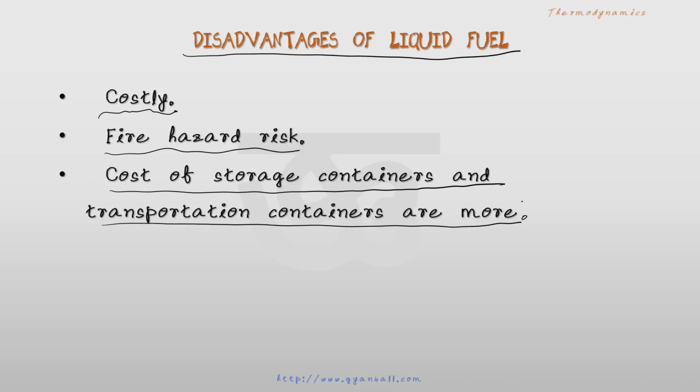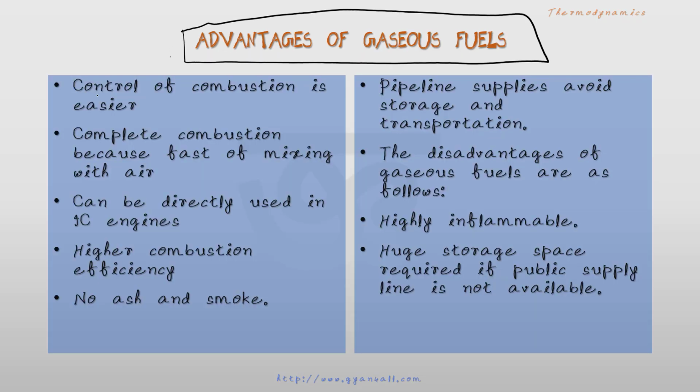And the cost of storage containers and transportation containers is more. That means we have to transport the liquid fuel in a tanker, so the construction of that tanker is costlier. Otherwise, transportation is good, but the transportation equipment like containers is more costly. Gaseous fuel advantages. Control of combustion is easier. How? If we stop the supply of gas, the combustion will stop.